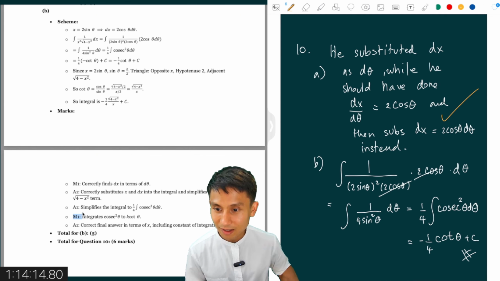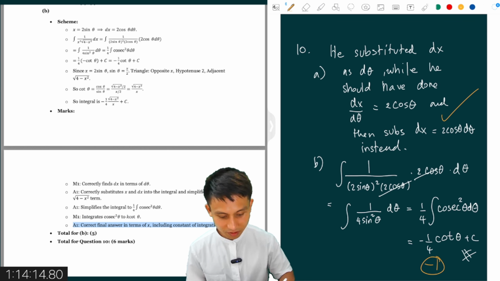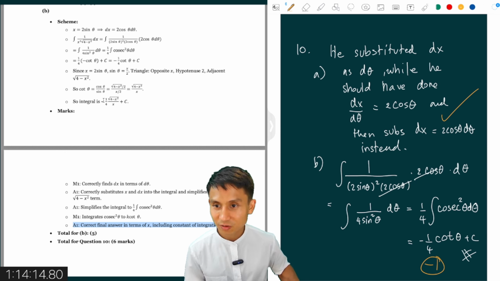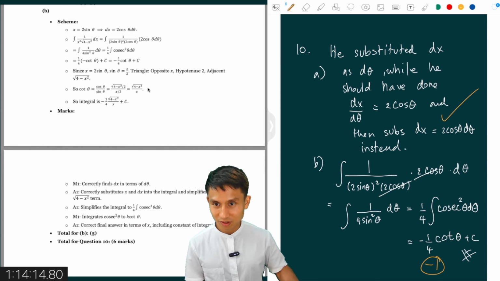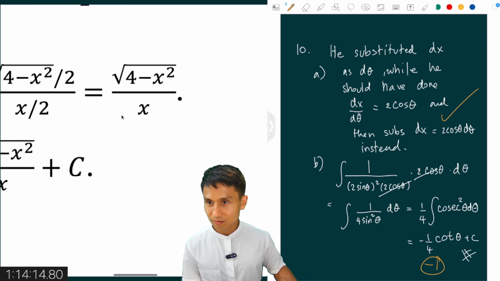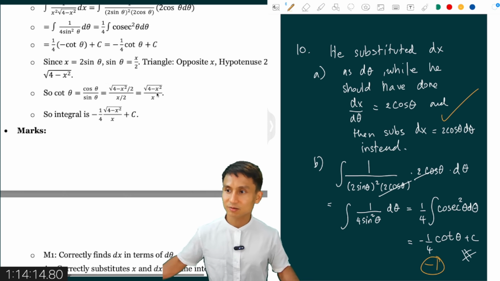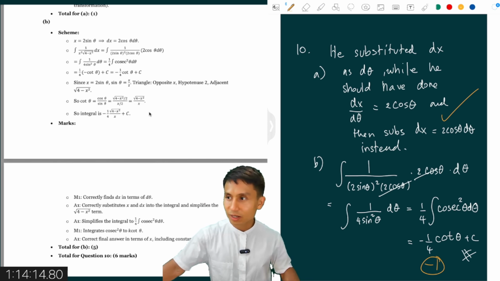Yeah. Integrates to k cot theta. Yeah, I just lost the final marks there. I didn't substitute it correctly to the x expression, which should have been that instead. If you try to work it out, follow this. You will get cot x to be square root of that over x, right? Okay, there.